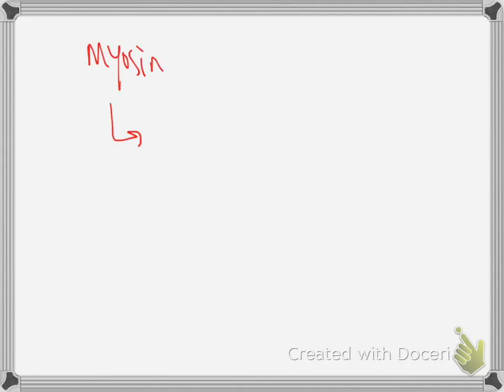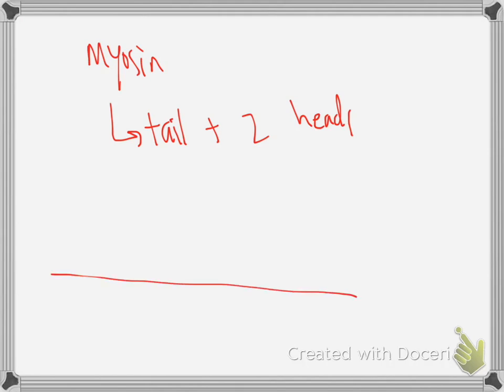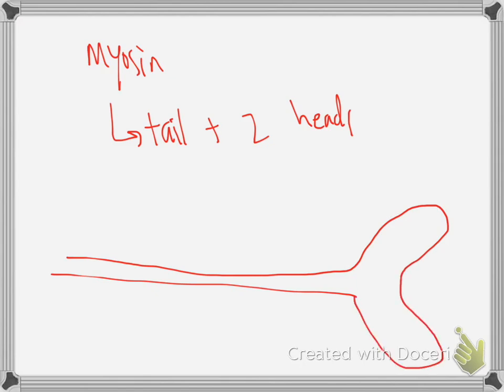Myosin is a protein with a tail plus 2 heads. So what does that look like? Here's a tail. And if I have 2 heads, here's a head, and here's a head. Each of these heads has 2 binding sites. So let's draw those. There's a binding site, and there's one. Okay. So that's a binding site. That's a binding site. There's one. And there's one.